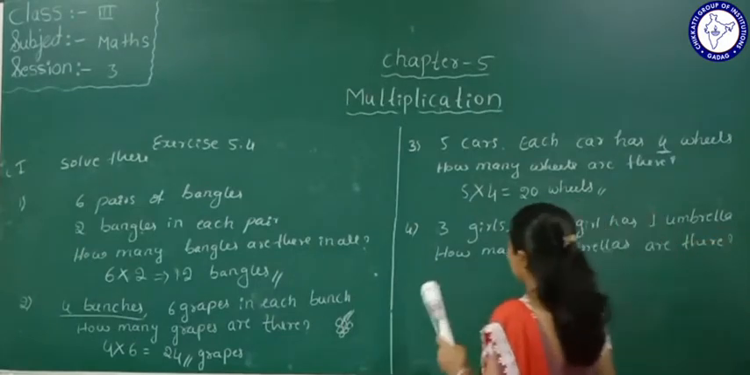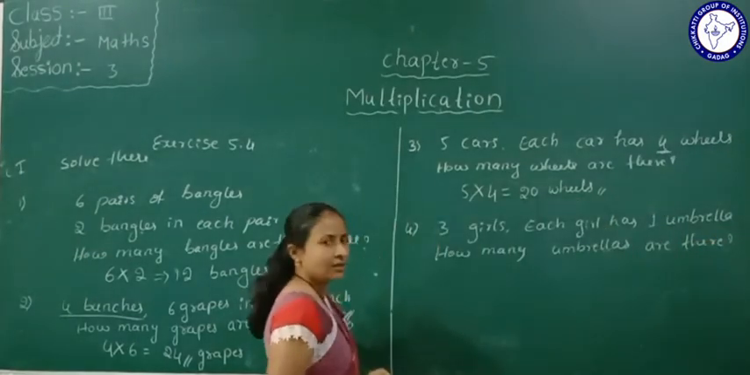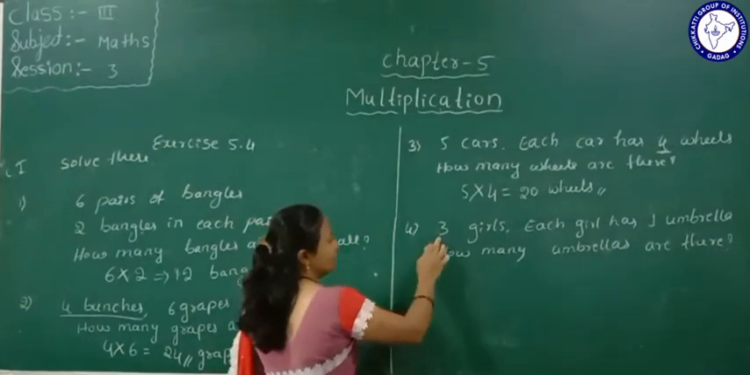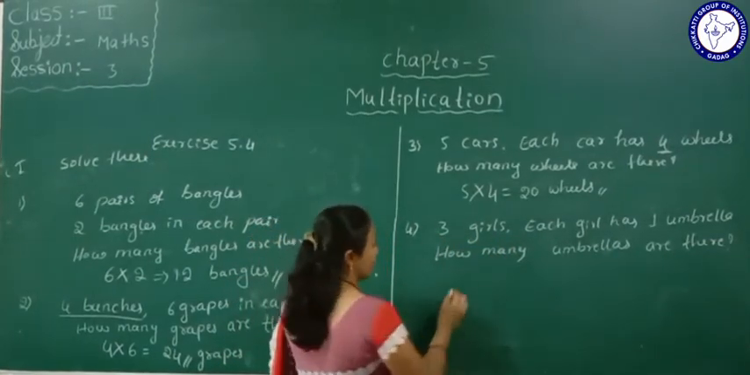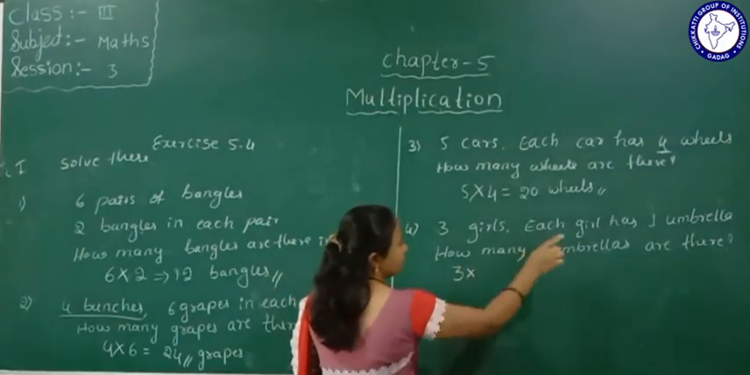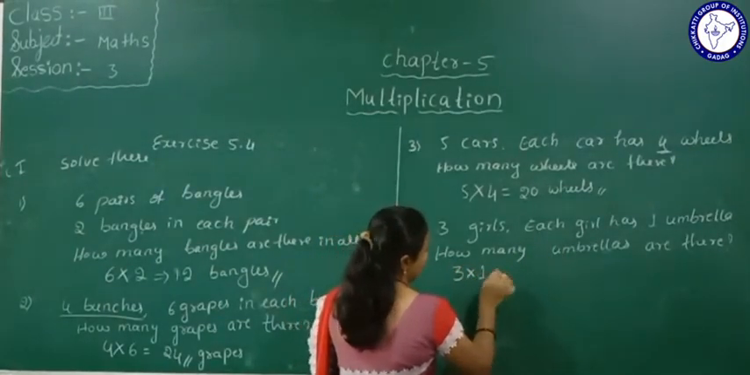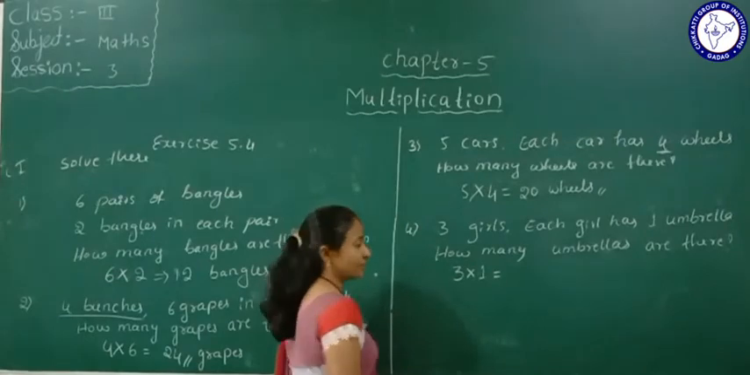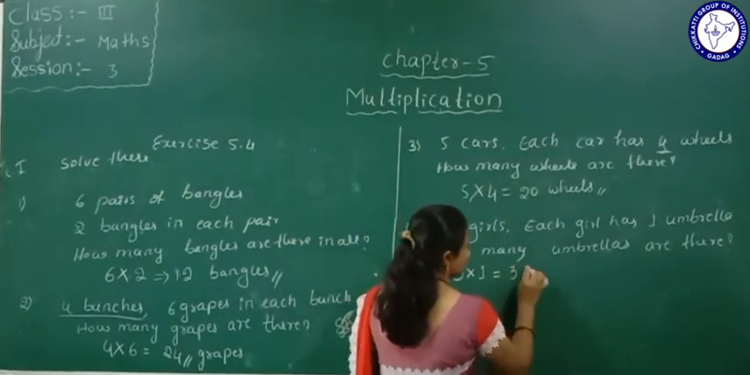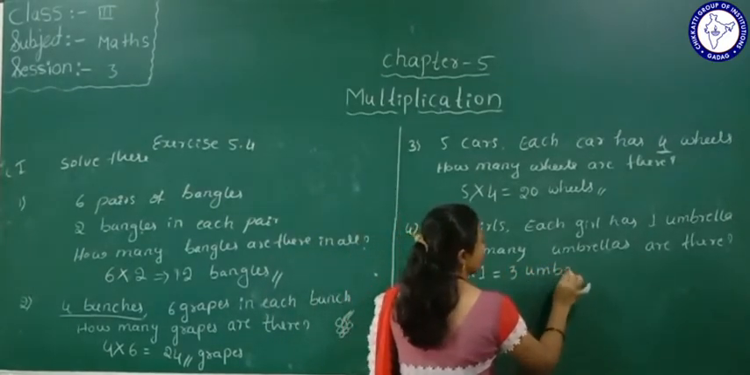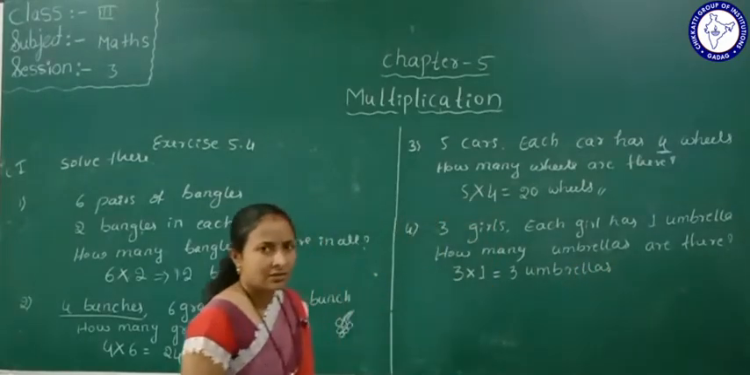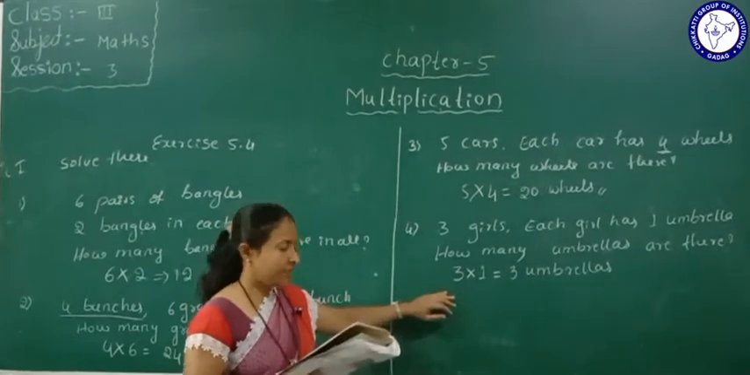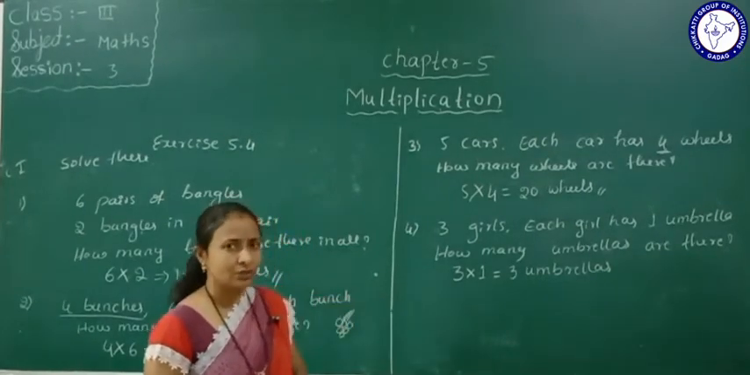Yes, here, students, how many girls are there here? Totally 3 girls are there. Each girl has one umbrella. Totally how many umbrellas are there here? Total 3 umbrellas. Yes, 3 umbrellas are there with the girls. Okay, understood this one? The remaining ones in this main, you do yourself.